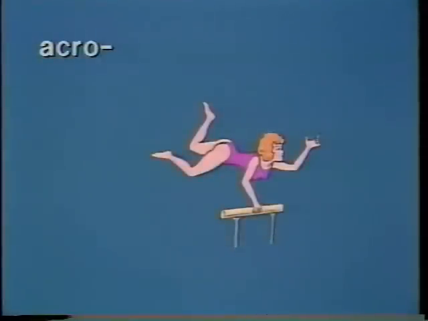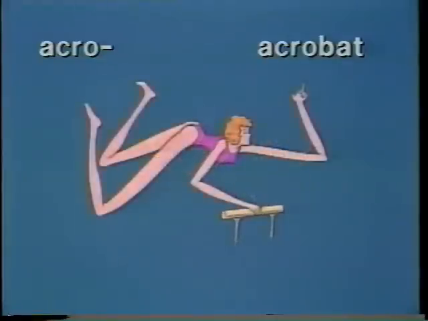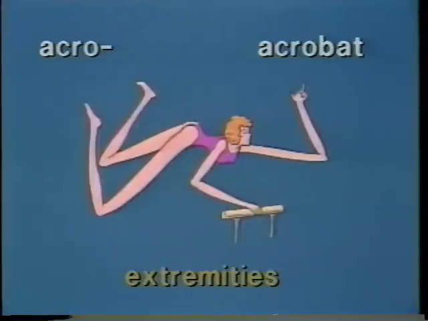Next, acro. Acro could suggest acrobat. Acro, acrobat. Acro means extremities. As you look at the acrobat, all of a sudden you see the acrobat with arms and legs that are extremely long. How could you forget seeing an acrobat with extremities like this? Acro, acrobat, extremities. Say it twice. Acro, acrobat, extremities.